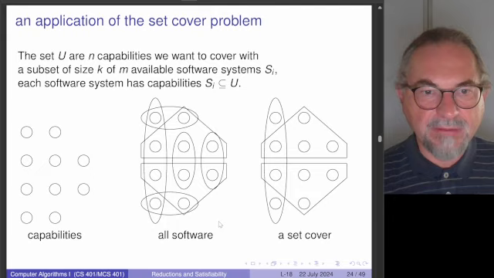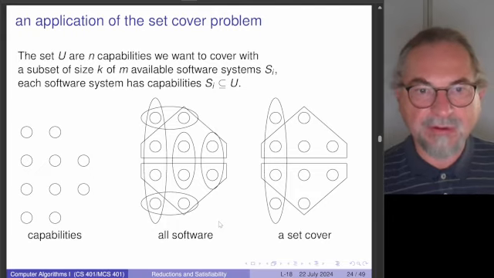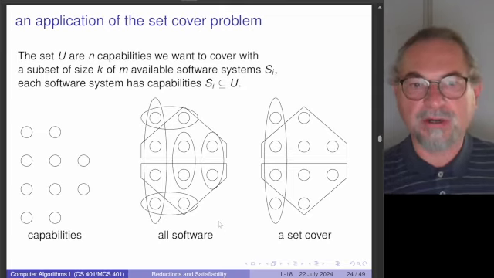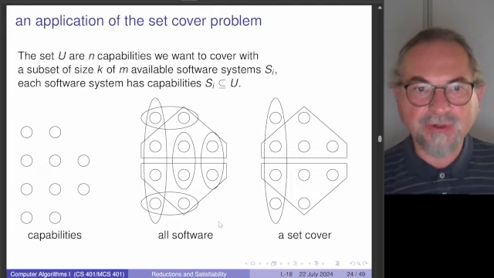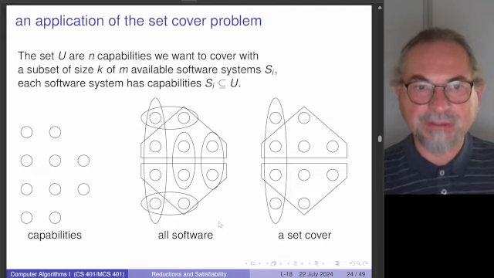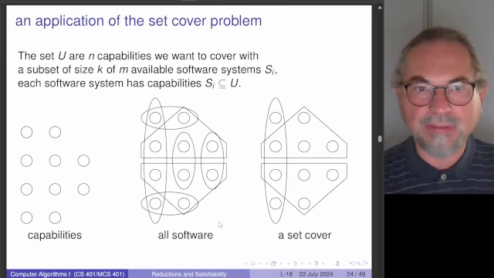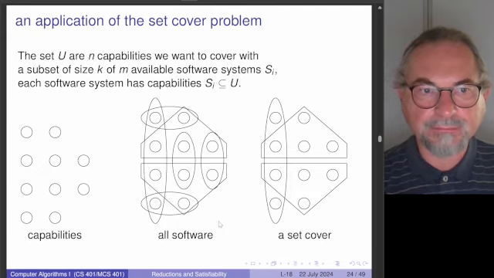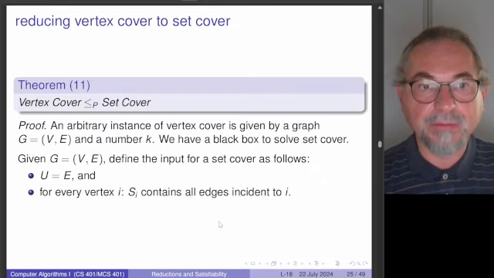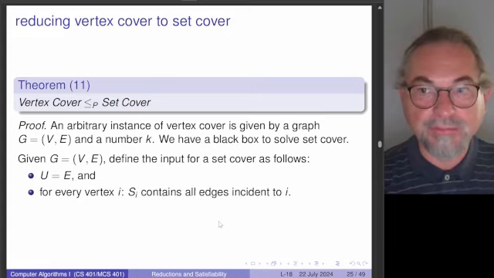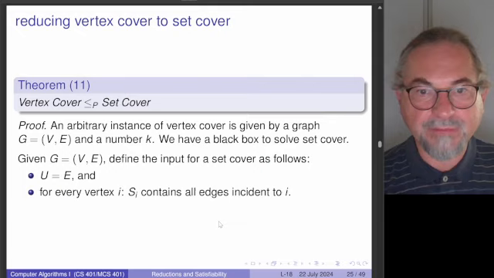If you count now, I have in the set cover 3, but I had 4 more software systems. So I had a total of 7 software systems, but I only needed 3 of them to cover all the capabilities. Okay, so this is an application of the set cover problem. We will show that the vertex cover reduces in polynomial time to the set cover. So how do we prove this?